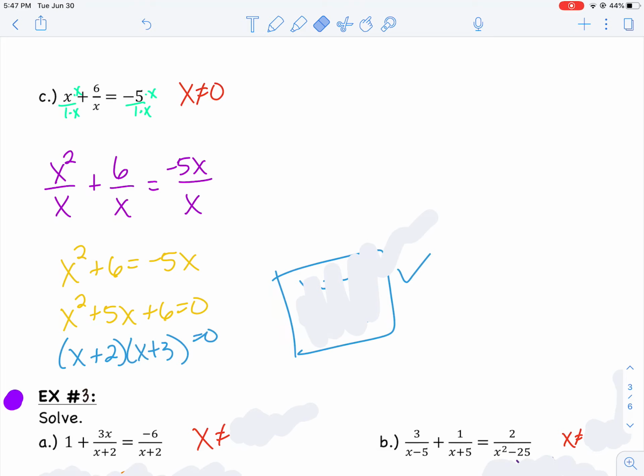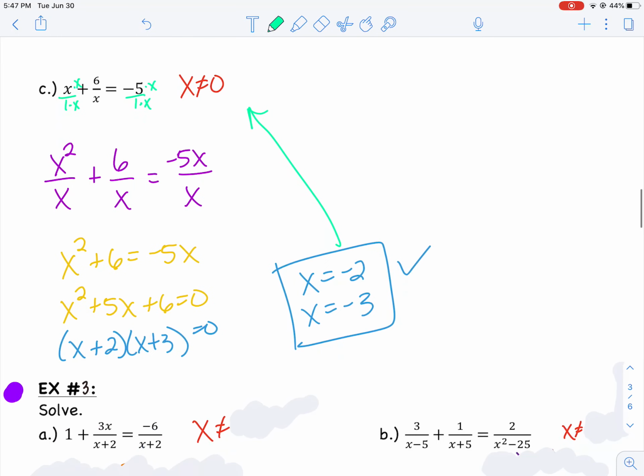I'm going to set each of those factors equal to 0, and I end up getting x equals negative 2 and x equals negative 3. And don't forget, always double check your domain restrictions and make sure that both of those answers are okay. And since they are, it looks like both of those answers should work. X can be negative 2 or negative 3, and it should make the equation true.